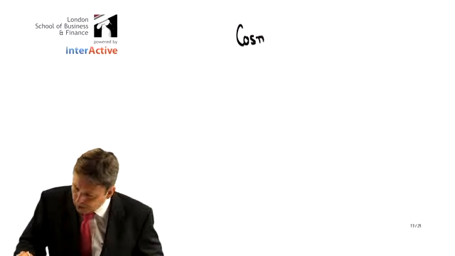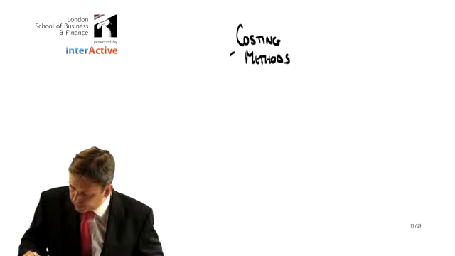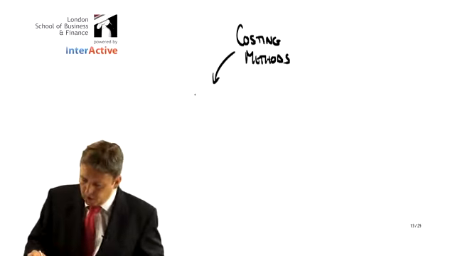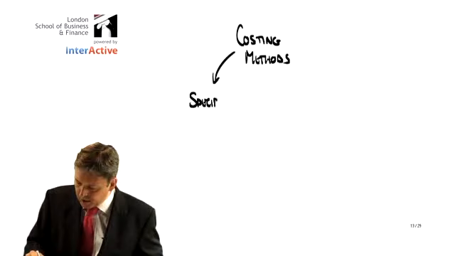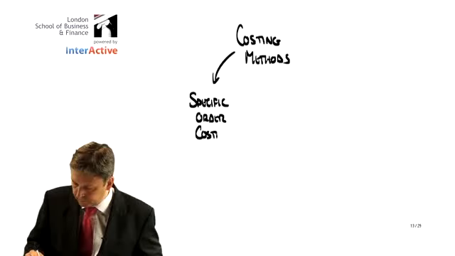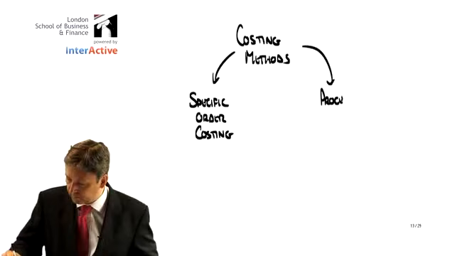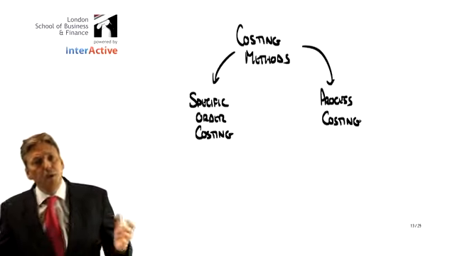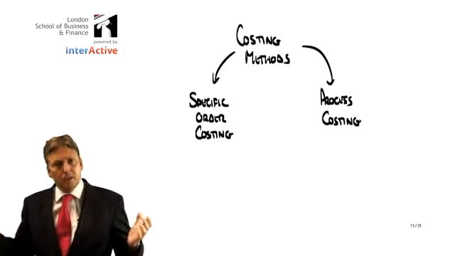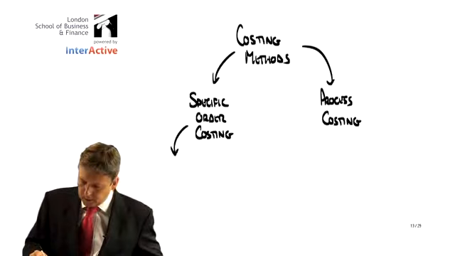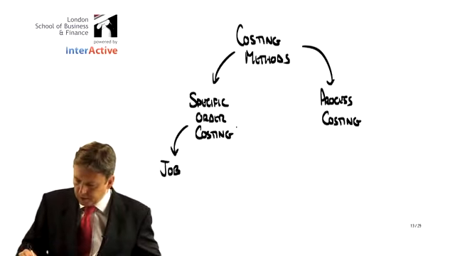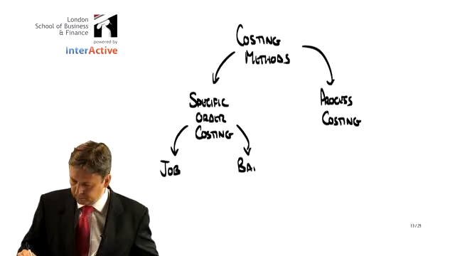So if we were looking at costing methods, there are two basic ways of considering them. Firstly, we have what we may describe as specific order costing. And secondly, something called process costing. If we're looking at specific order costing, we can separate this into two, something called job costing and something called batch costing.